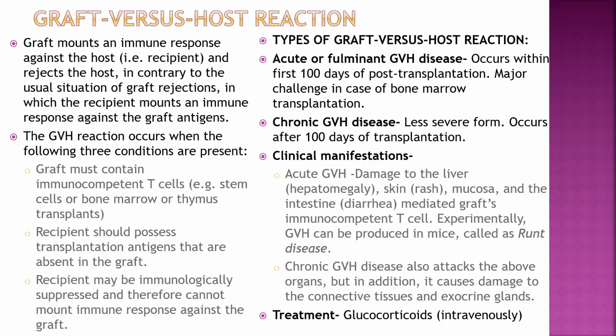Clinically, acute GVH causes damage to the liver with hepatomegaly, skin rash, and mucosa and intestine with diarrhea, mediated by the graft's immunocompetent T cells. Experimentally, GVH can be produced in mice, called runt disease. Chronic GVH disease also attacks the above organs, but in addition it causes damage to connective tissue and exocrine glands. Treatment: glucocorticoids intravenously.